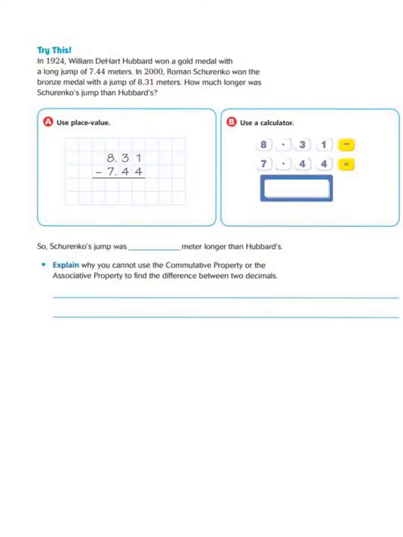Well, we have to find the question we need to answer, and that is how much longer was Shurenko's jump from Hubbard's? And we have to look for the numbers that we need to use. So Hubbard had a long jump of 7 and 4400ths meters, and Roman Shurenko had a jump of 8 and 3100ths meters. Now we do notice that it says how much longer, and when we see that, we know we need to subtract. So we got 8 and 3100ths minus 7 and 4400ths.